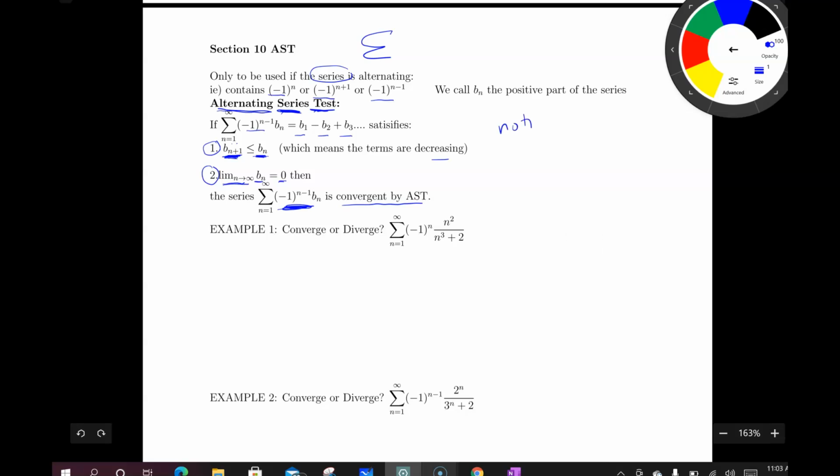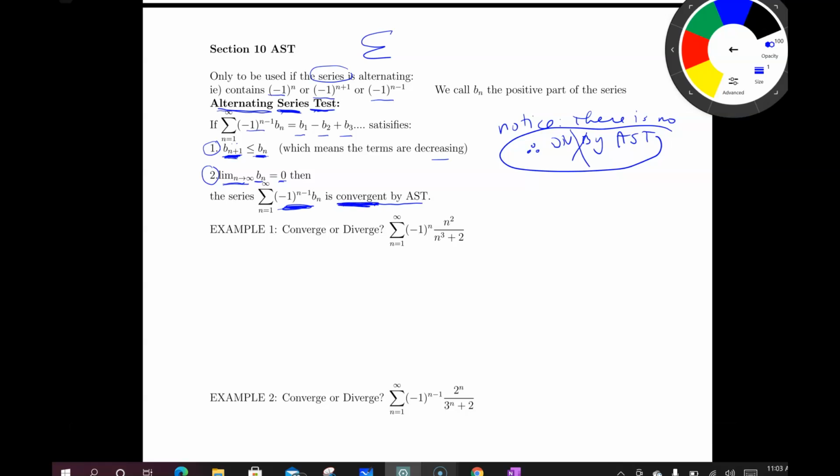Notice, there is no conclusion. There is no "therefore diverge by AST." So you'll never say those words. You'll never say diverge by AST. The only thing you could possibly get as a result from this test is converge by AST. All right. Let's go for it.